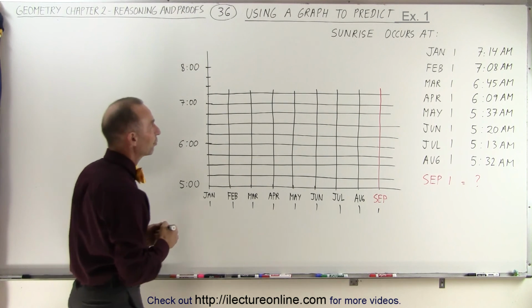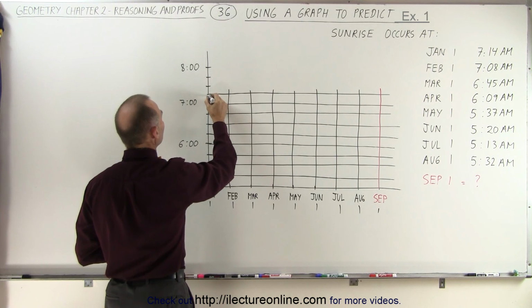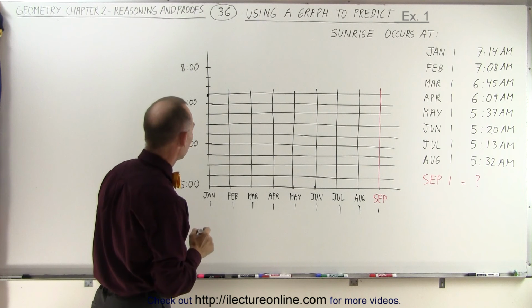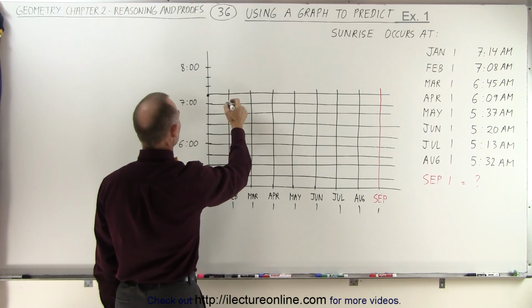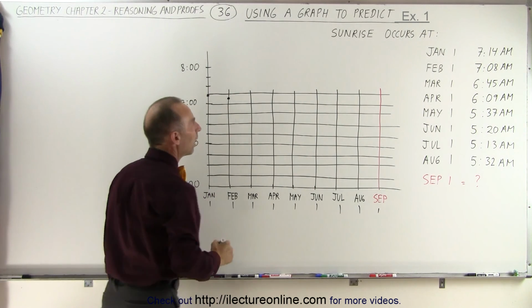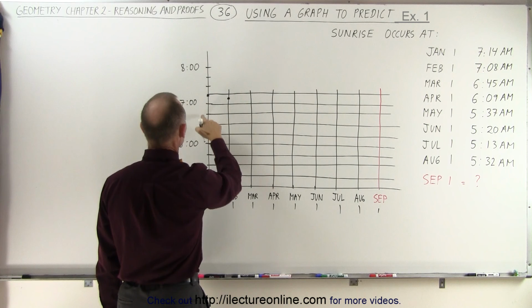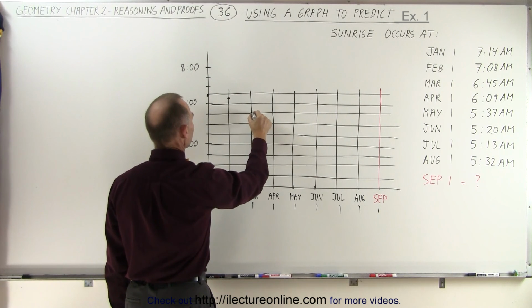On January 1st, the sun rises at 7:14. That would be just below the 7:15 point, right about there. On February 1st, it's at 7:08, so that would be just slightly over the halfway point right there. On March the 1st, it's 6:45, so 6:45 would be right here.